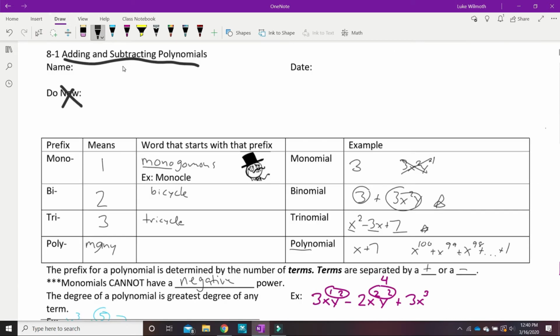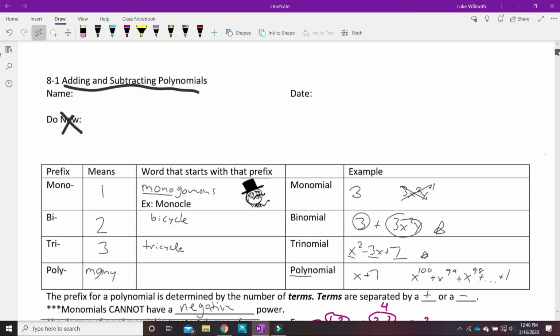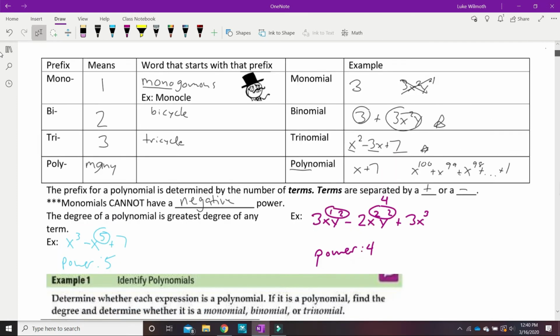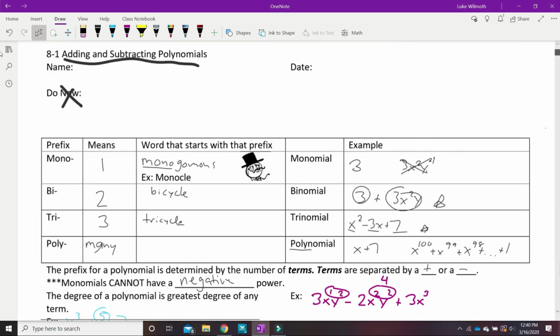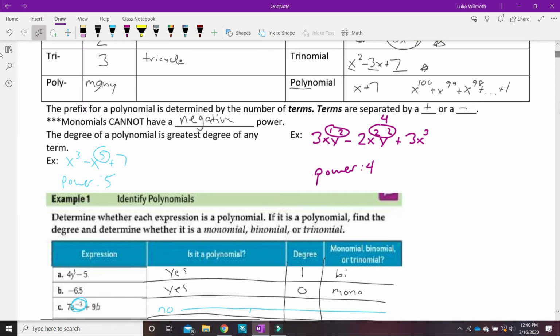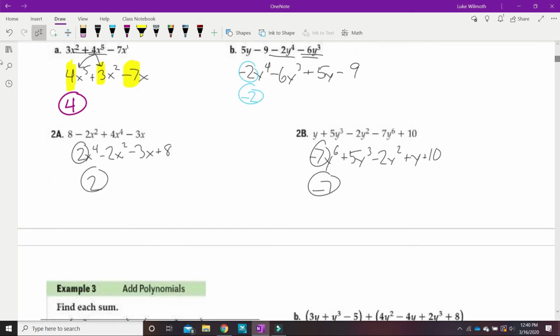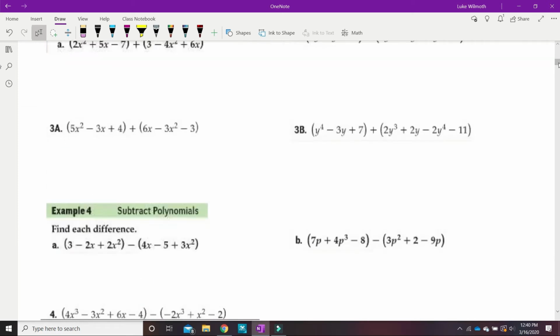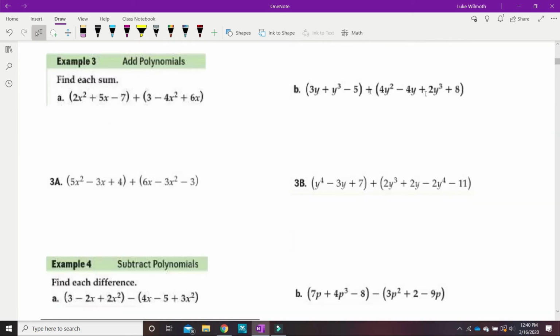Okay, so today we are learning how to add and subtract polynomials. We haven't done any of that so far. We've just practiced identifying what each of the terms are and what the powers are, and whether it's a monomial, binomial, or trinomial. So now we're going to actually add and subtract the polynomials. Adding the polynomials is going to be real easy.